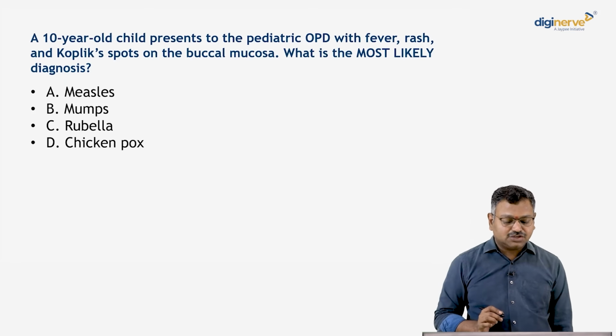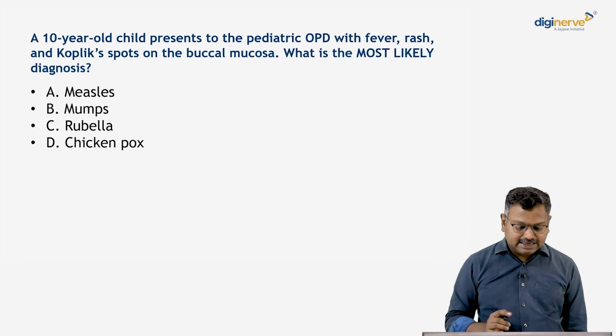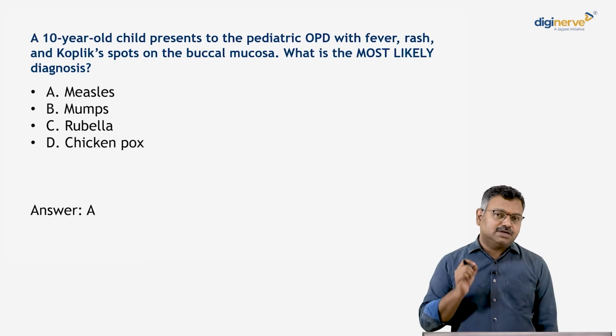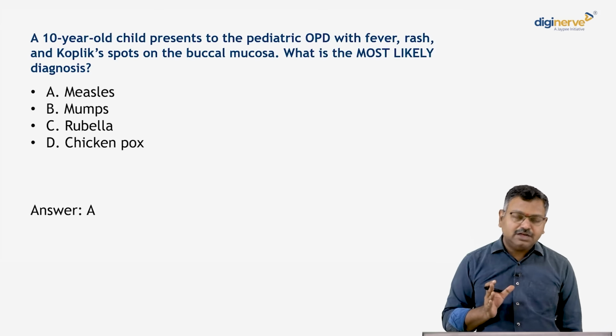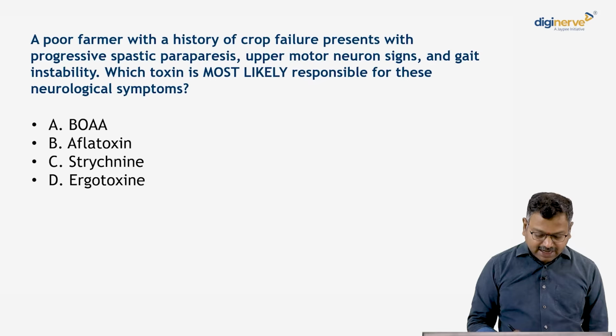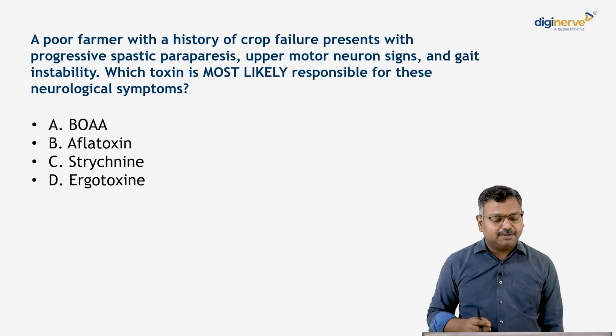A 10-year-old with fever, rash, Koplik spots. The diagnosis is clear. It is measles. Koplik spots are located in the buccal mucosa, bluish white spots, and usually appear 1 to 2 days after the onset of the disease that you see. After that, the generalized rash would come.